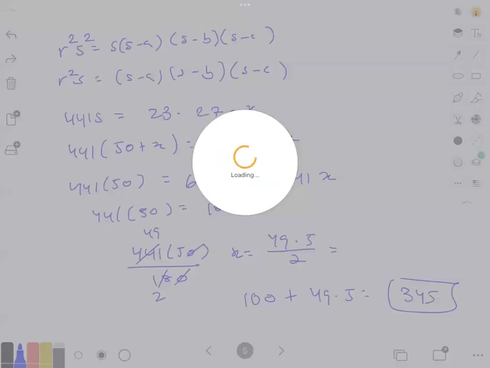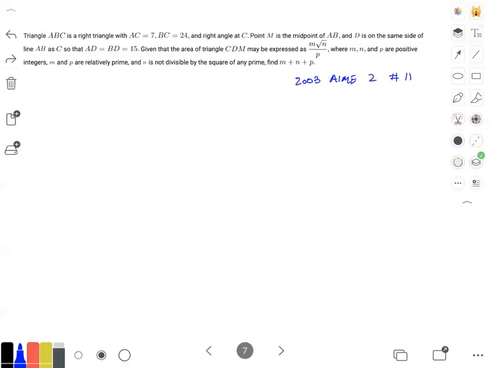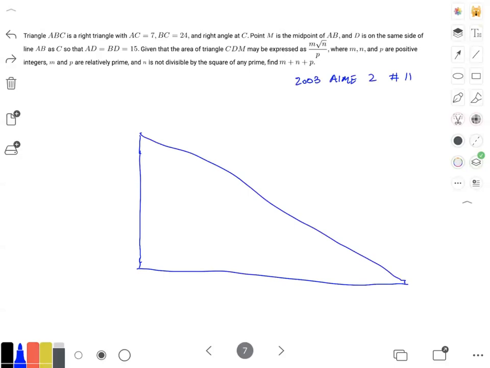All right, so last problem. This is from the 2003 AIME 2, and this was question 11. So triangle ABC is a right triangle with AC equal to 7 and BC equal to 24. So let's do some drawing. This is good enough. And then like this, C, A, B, AC is 7, BC is 24, right angle at C, okay.